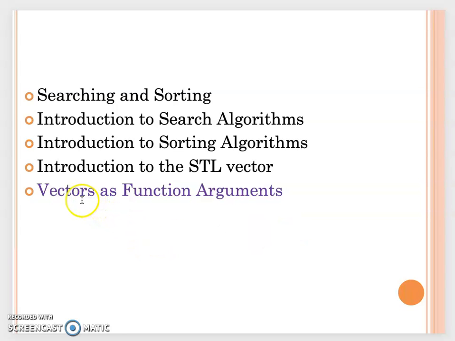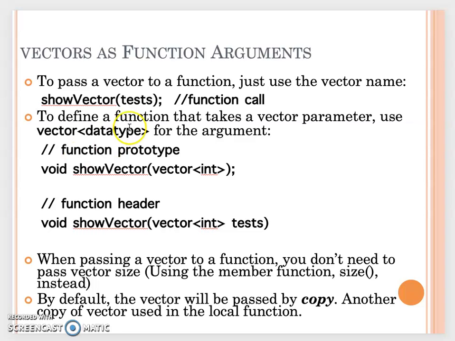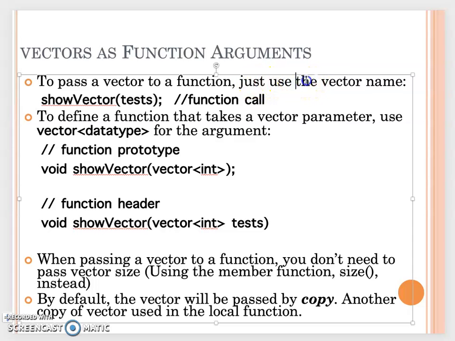So in this video, we will show you how you can pass a vector through a function as a function argument. Just like an array, we can pass an array to a function, so we can pass a vector to the function. When you pass the vector through the function, you just need to pass the vector name.